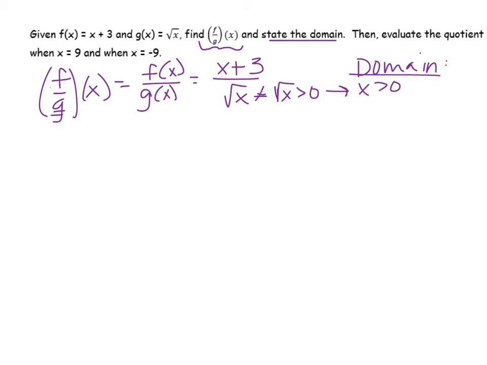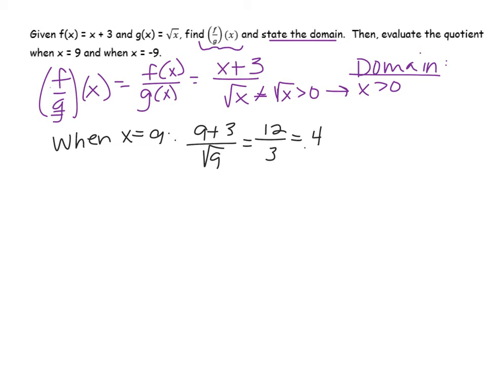So then it says evaluate when x is 9, and then when x is negative 9. If we plug in positive 9 first, we would get 9 plus 3 in the numerator divided by the square root of 9 in the denominator. Well, 9 plus 3 is 12. The square root of 9 in the denominator is positive 3, and 12 divided by 3 is 4. That's what our output would equal.